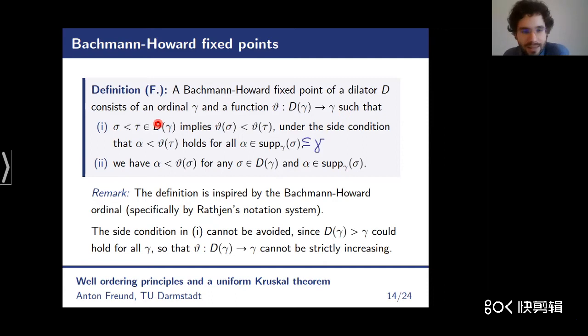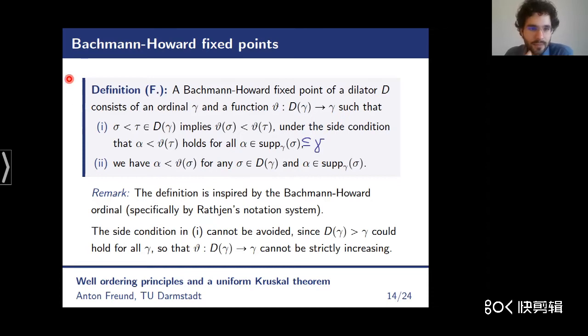And then the second condition is maybe a bit less interesting. It simply says that whenever we have an alpha in the support of sigma, then this alpha should be bounded by the collapse of sigma. So that simply rules out some trivial examples.